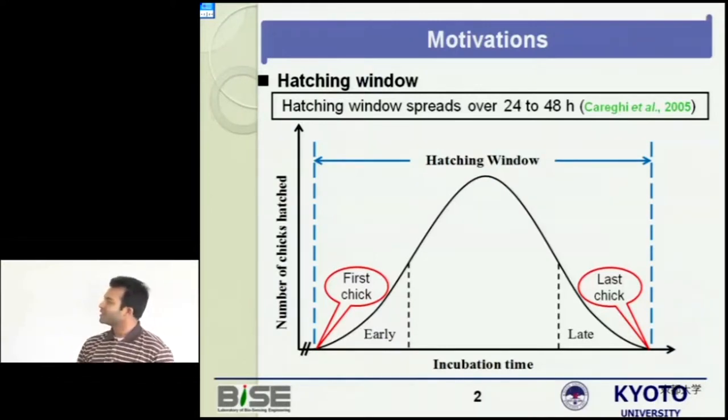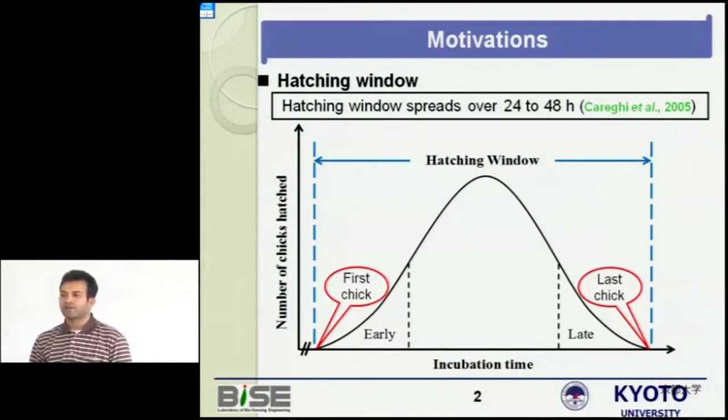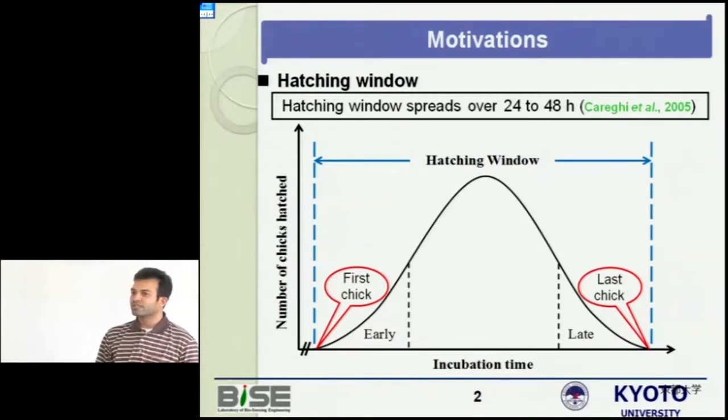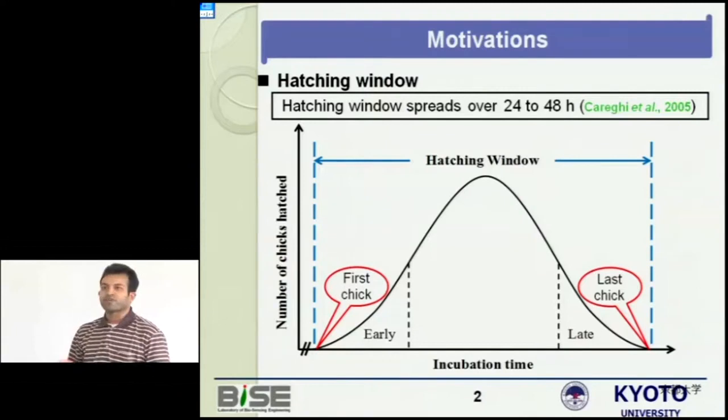A one-day-old chick is very important for poultry farmers, and the overall success in poultry production depends on the quality of the chicks they use. But the uniformity in the quality of a batch of chicks depends on the spread of the hatch window. In actual cases, the hatch window spreads from 24 to 48 hours, which causes early and late hatching of chicks.